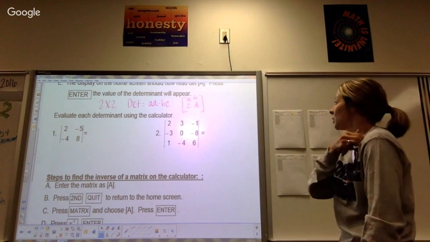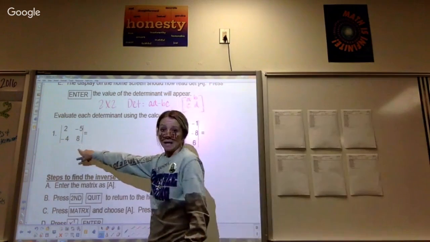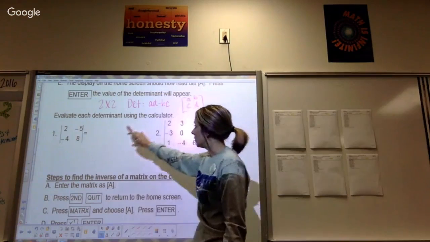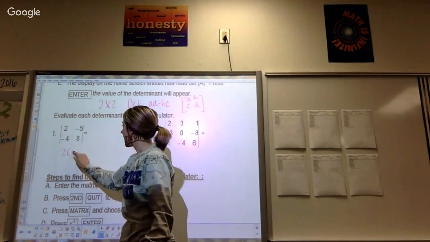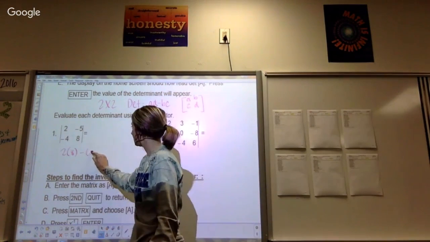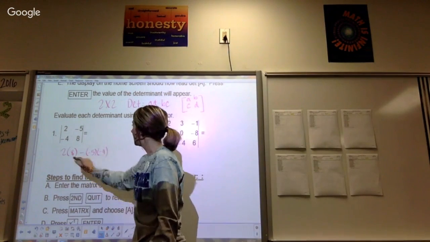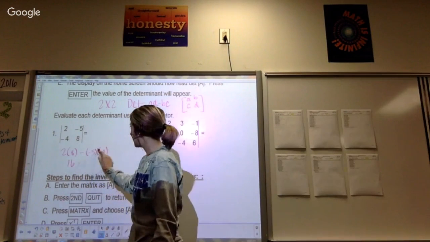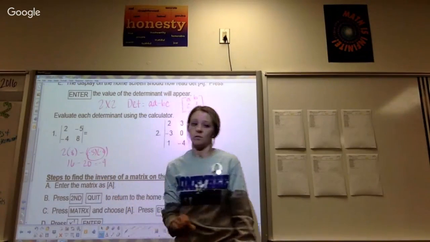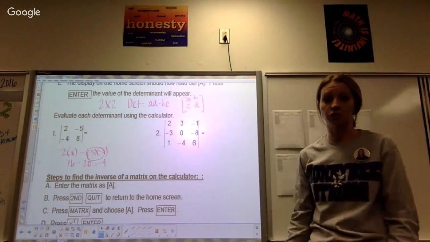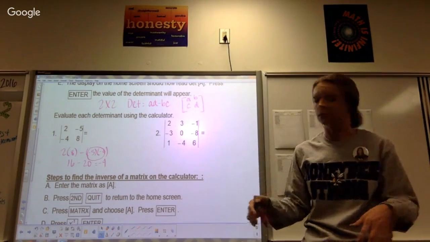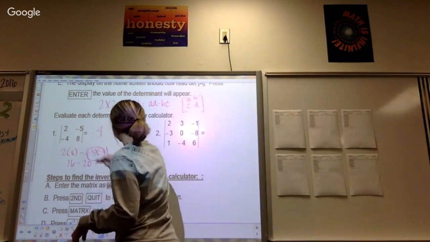Okay, let's go ahead and find the determinant by hand of this first example. If I do AD, so multiply 2 times 8, minus B times C, so -5 times -4. That would be 16 minus, when you multiply those, that becomes a +20. So notice that would give you a -4. When you're finding the determinant of a matrix, you're going to get a number for your answer. It's not going to be a matrix. So that's going to be -4.